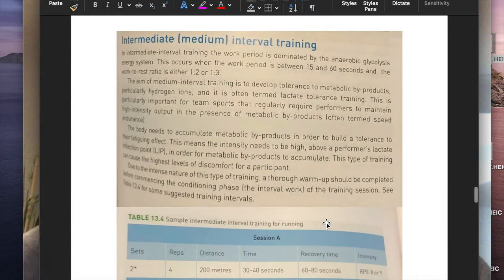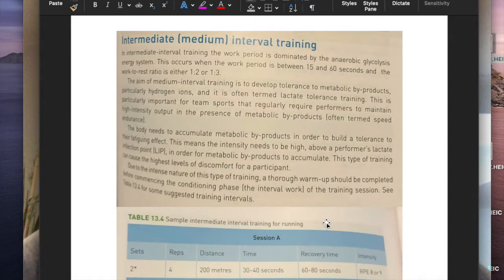The next type of interval training that we need to talk about is an intermediate interval training. Intermediate is a work to rest ratio of 1 to 2 or 1 to 3, but the work period needs to be roughly between 15 and 60 seconds.